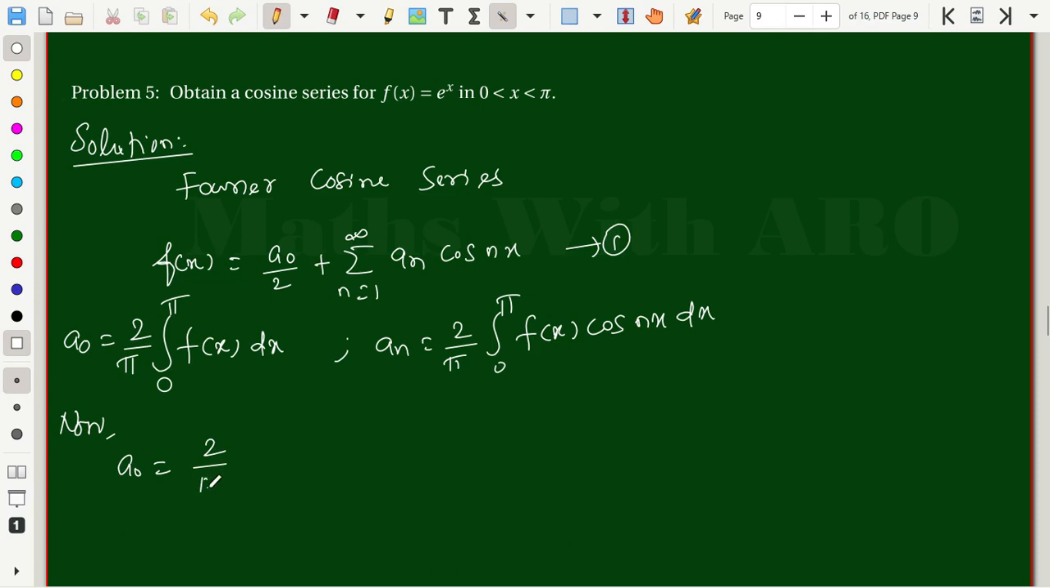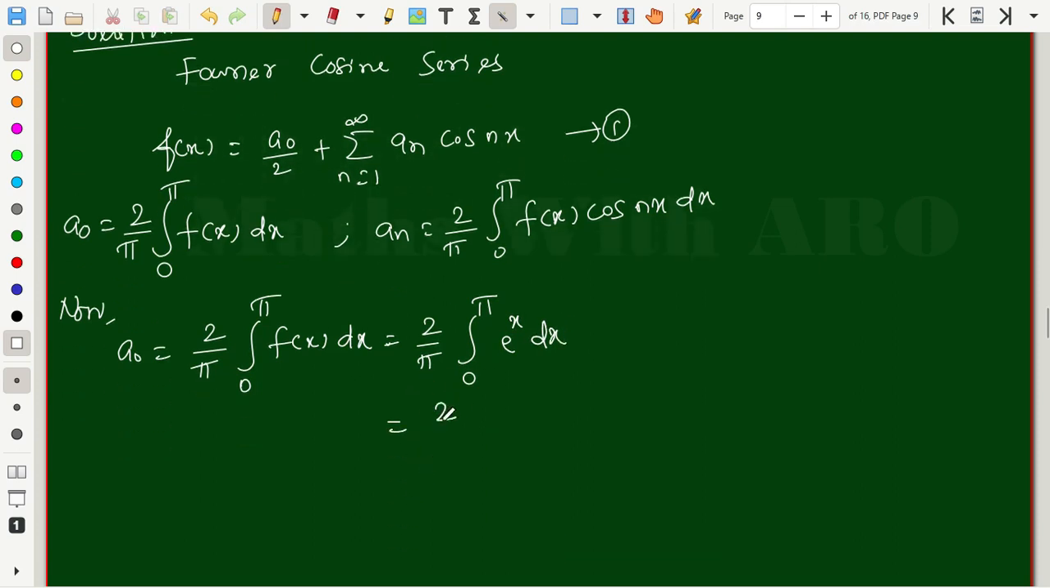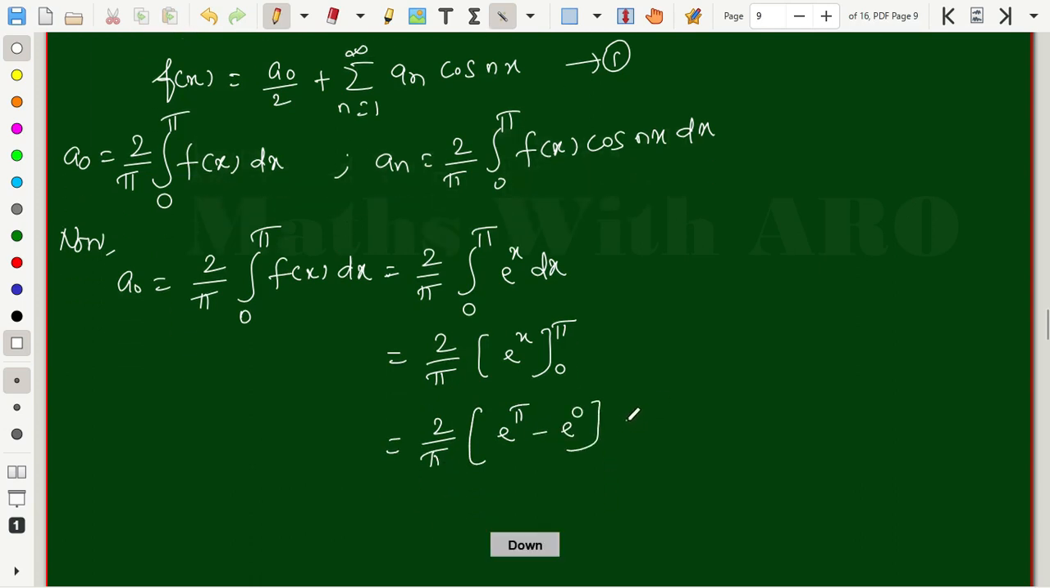a0 is equal to 2 divided by pi into integral 0 to pi f of x dx. So we are going to substitute the corresponding values. 2 divided by pi into integral 0 to pi, f of x is nothing but e power x dx. So e power x integrate பண்ணோம் அப்படின்னா always e power x தான். 2 divided by pi into e power x, limit is 0 to pi. Now we are going to substitute the limit values. 2 by pi into upper limit minus lower limit. This is equal to 2 divided by pi into e power pi minus e power 0, value just 1.